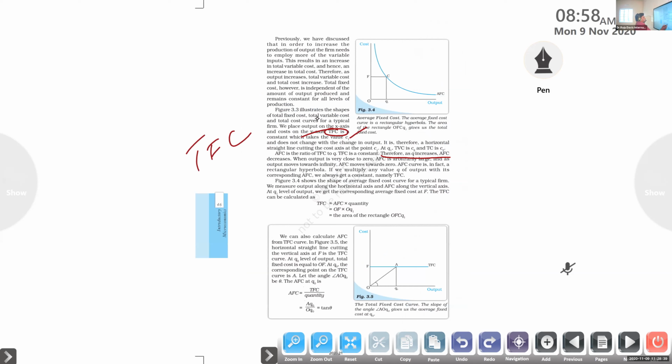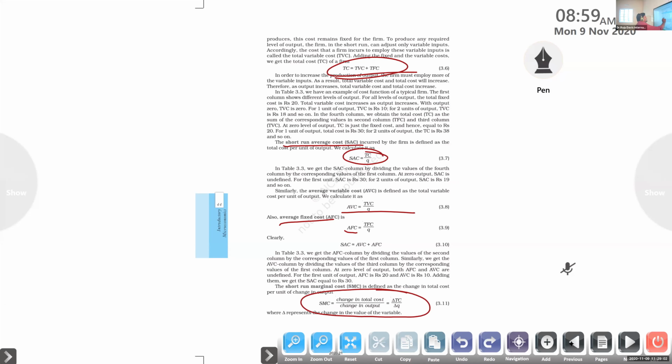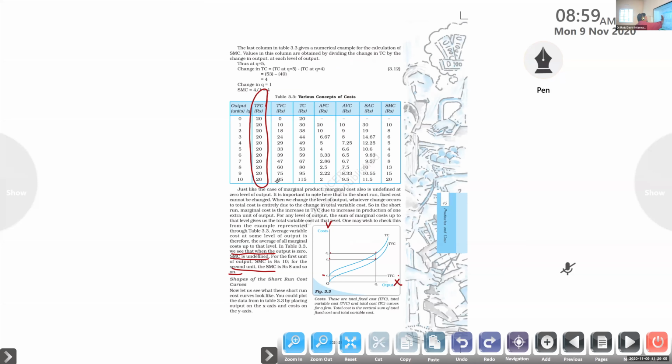When output is very close to zero, AFC is arbitrarily large. It's too large. And as output moves towards infinity, AFC moves towards zero. You can see that here on the table. AFC is at its highest level when output is almost closer to zero, one output only here. So AFC is 20.